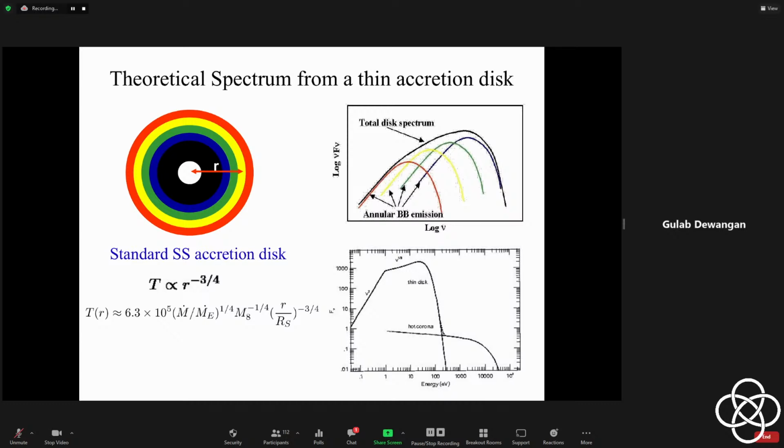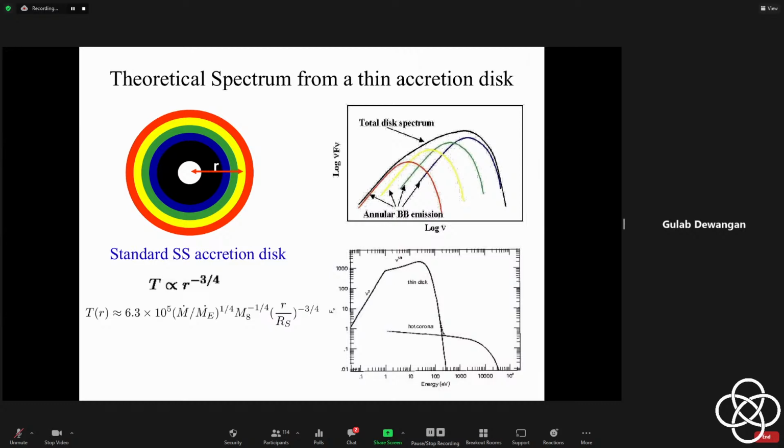This process generates a geometrically thin and optically thick accretion disk, and the temperature of such a disk varies as a function of radius. So at the innermost radius, the temperature is highest, while when you go outward, the temperature decreases as radius to the power minus 3/4. And the standard disk model allows us to write down the temperature as a function of the accretion rate related to the Eddington rate, as a function of black hole mass, and as a function of radius, here in units of the Schwarzschild radius.